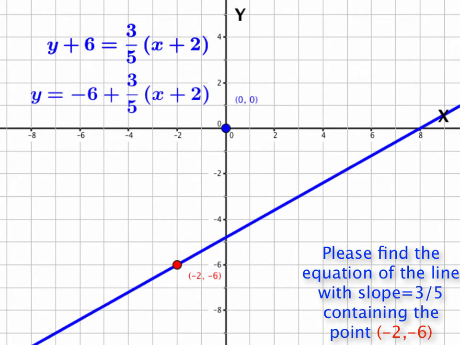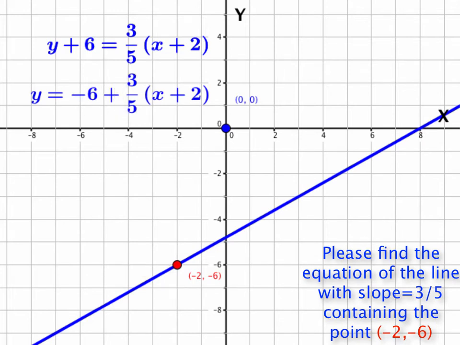Of course, some other ways to write this equation are y equals -6 plus 3/5 times the quantity x plus 2. All I did was subtract 6 from both sides of this equation, and while this looks similar to the slope-intercept form, it's kind of saying that y starts at an initial value of -6 when x is -2, and of course grows at a rate of 3/5 after that.